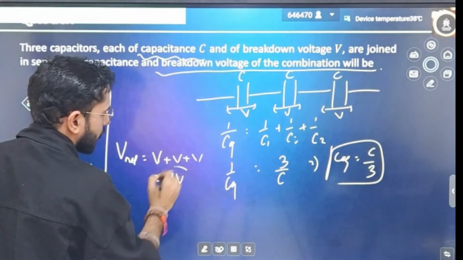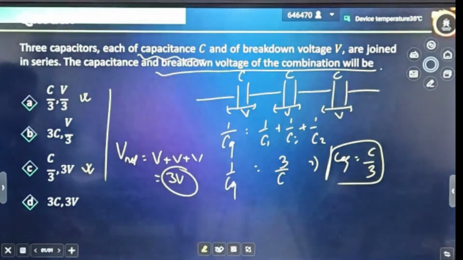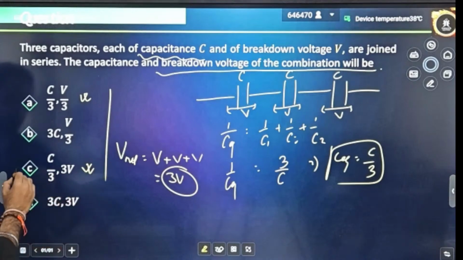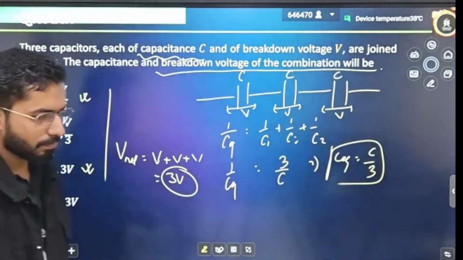That means finally how much voltage you will be getting? 3. So which option is coming correct? Here you can say C by 3 into 3. Option C will be correct. Is it clear?